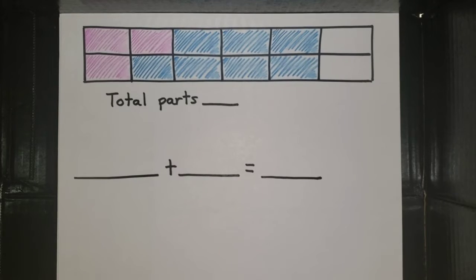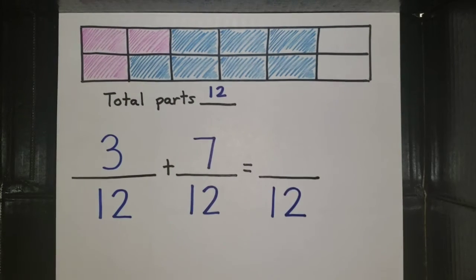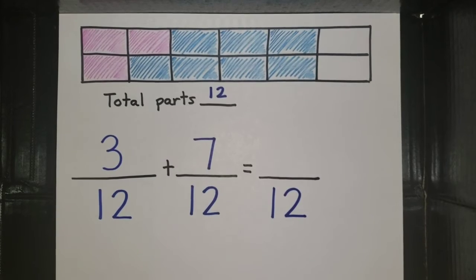Now you are going to try this one on your own. Pause the video and work to identify the total number of parts, then add the parts together. Check to see if the fraction can be simplified. Pause the video now. Great, let's check our work together.